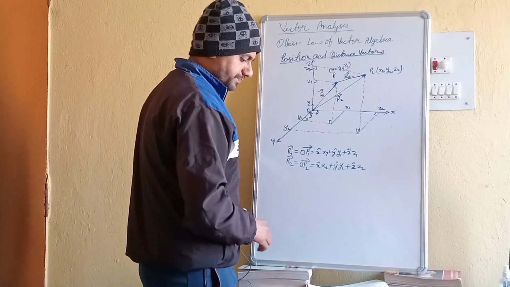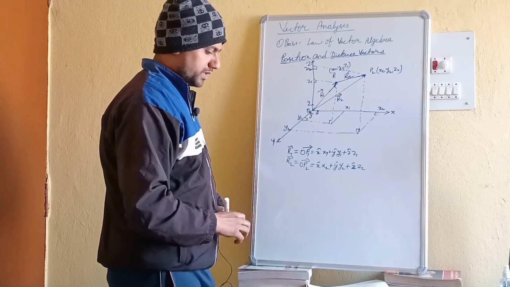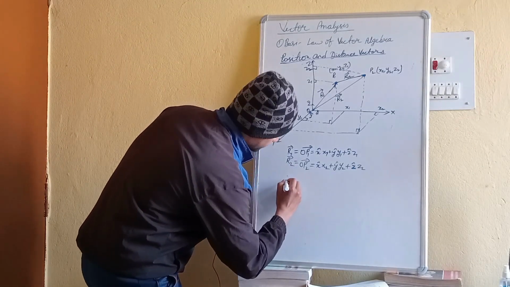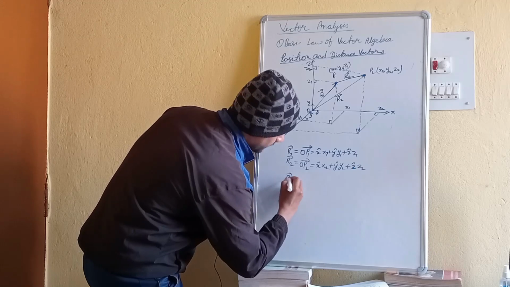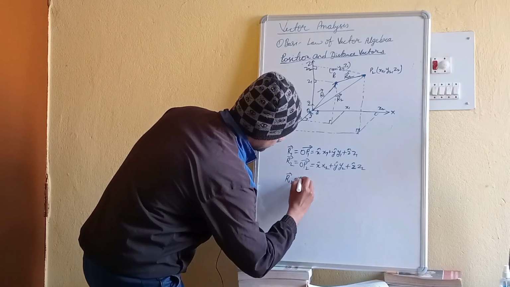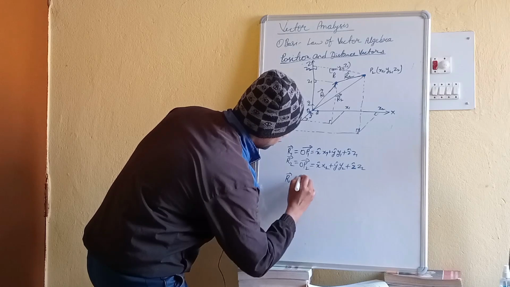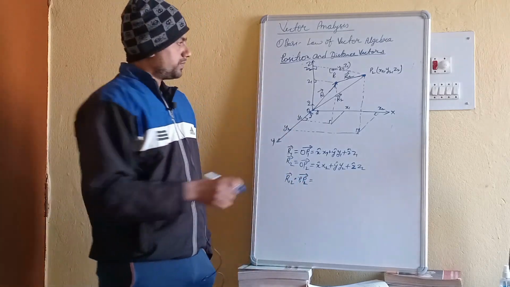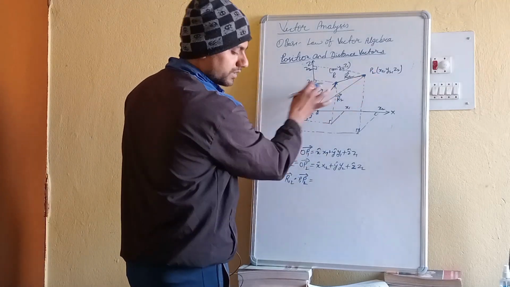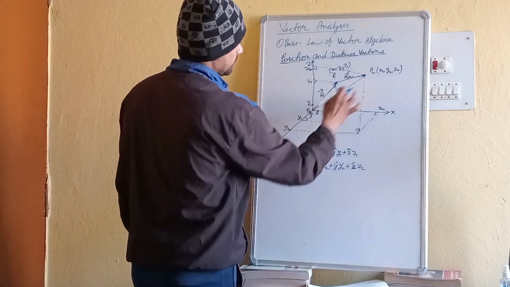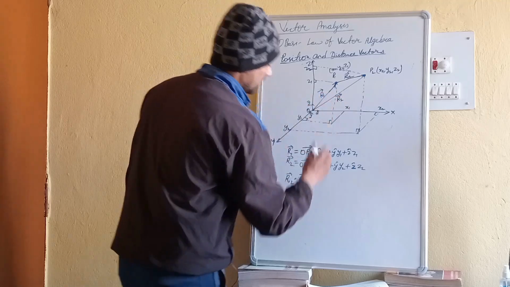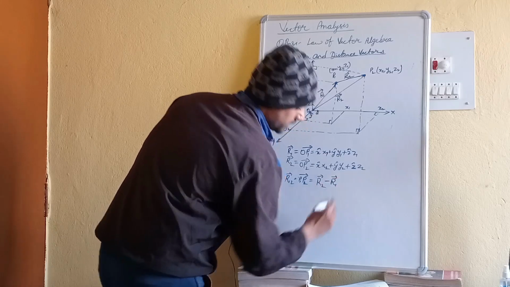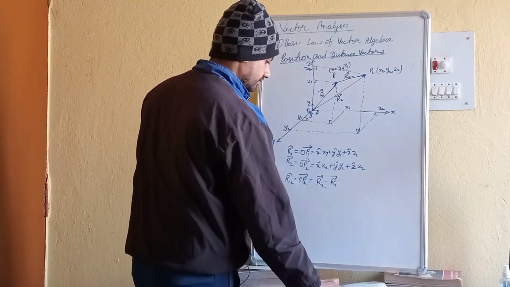And now the next vector, r12. We can write it as p1 to p2. It means the direction of the vector is from p1 to p2. So p1 to p2 means p2 minus p1, or you can say R2 vector minus R1 vector. That we can write here.